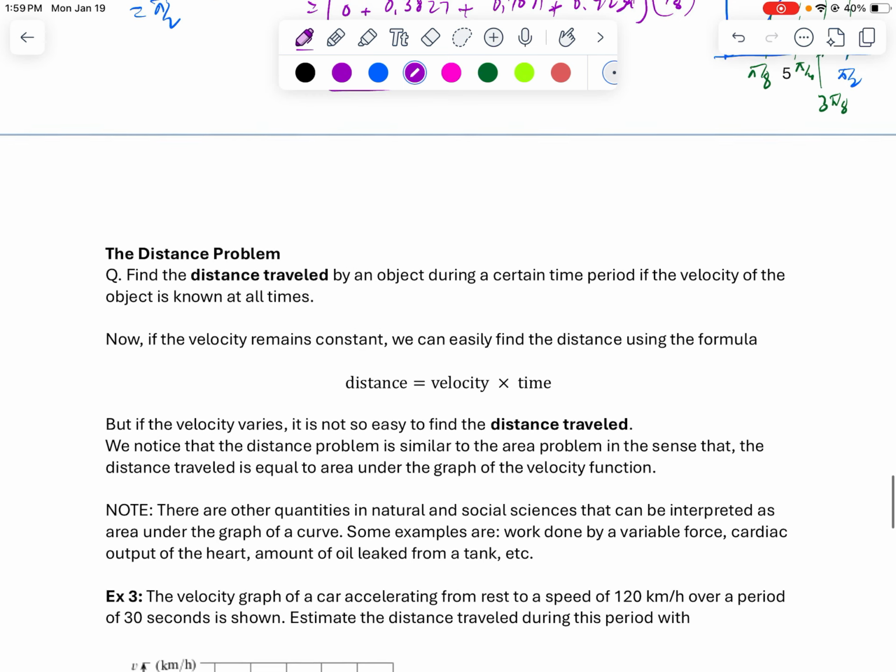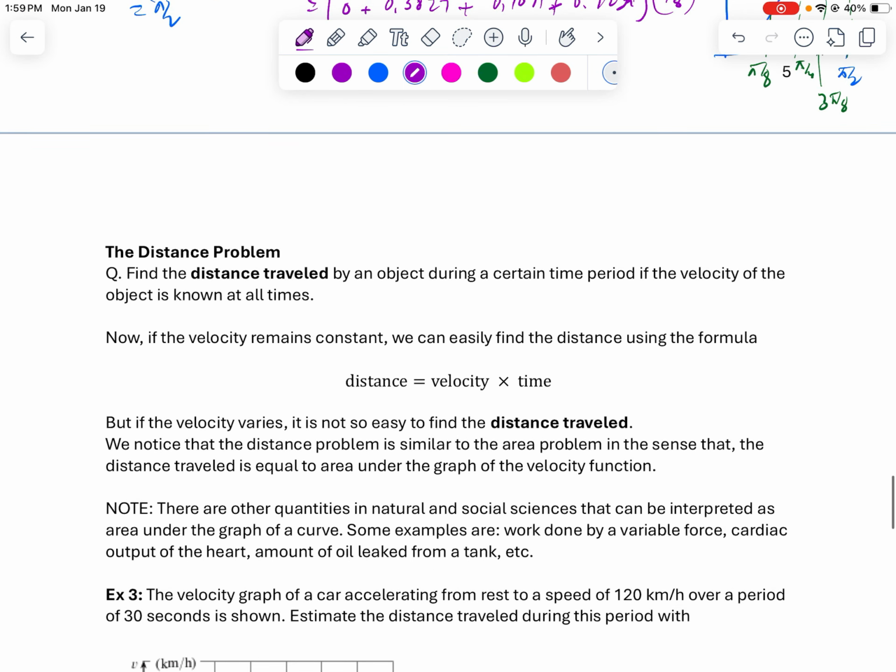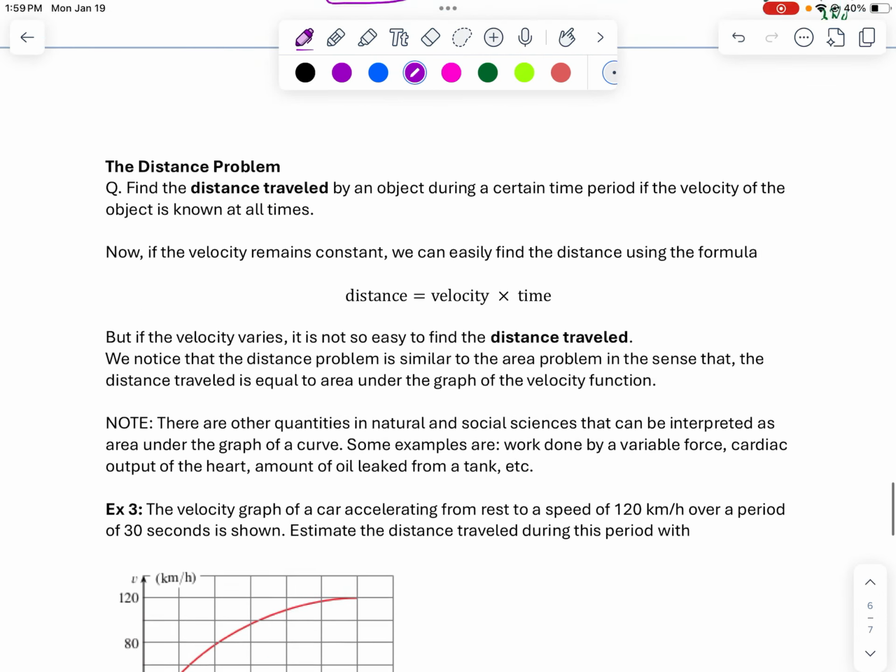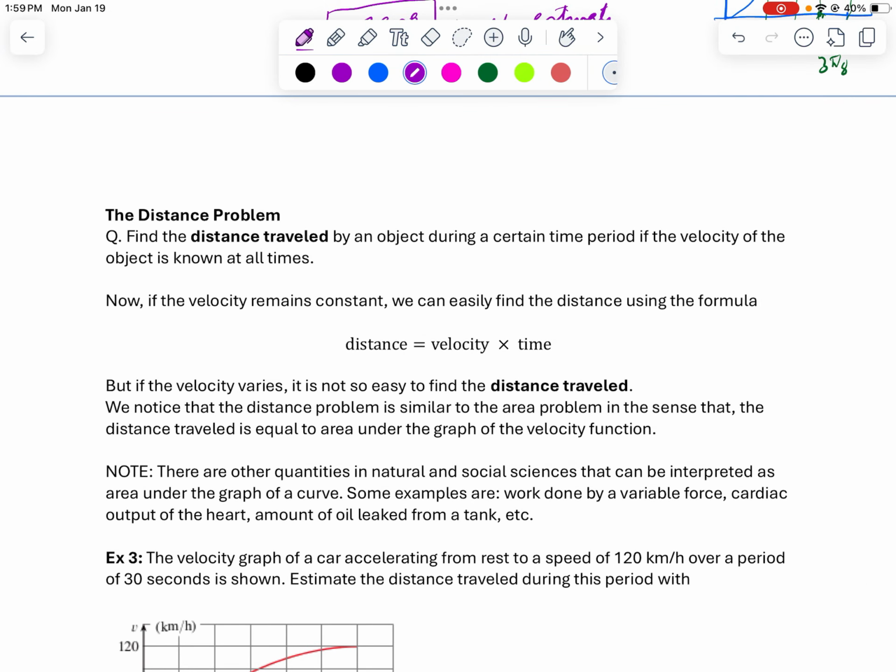But what was the posed question? The posed question was to find the distance traveled by an object during a certain time period if the velocity of the object is known at all times. Now, known at all times doesn't mean that it will be the same at all times. It could be changing continuously. So it means the velocity could be a function of the variable t of time.